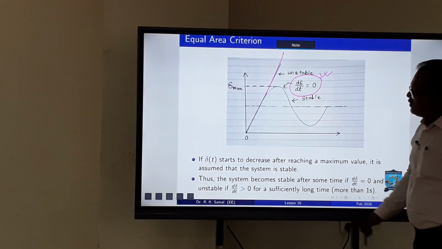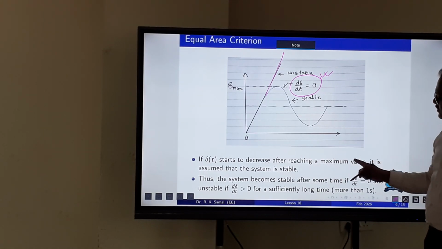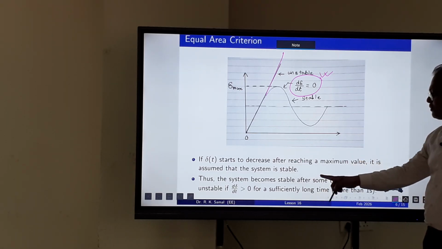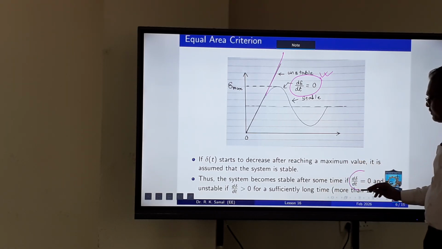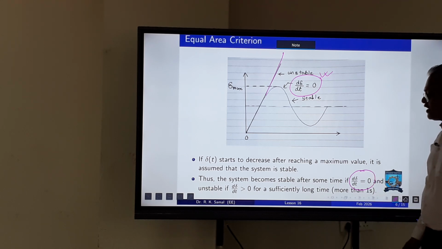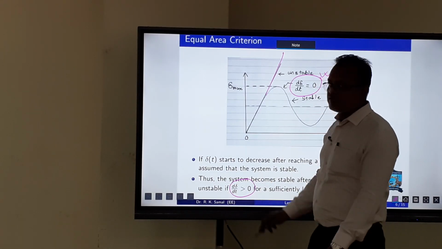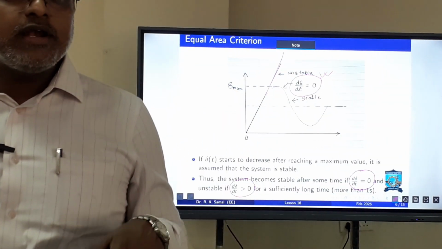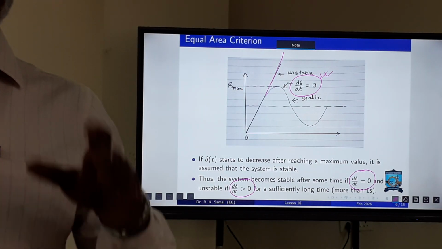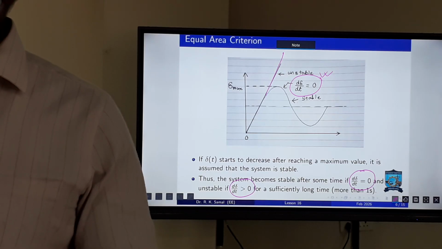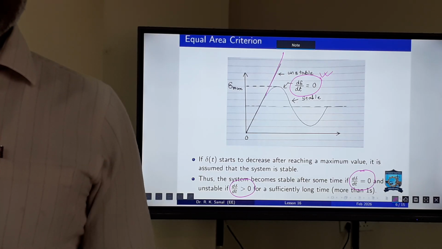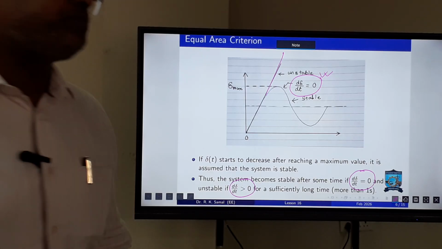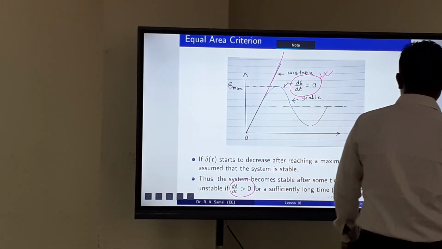If delta starts to decrease after reaching the maximum value, it is assumed that the system is stable. Thus the system becomes stable after some time if d delta by dt is equal to 0, and unstable if d delta by dt is greater than 0 for a long time. That long time is known as critical clearing time. The maximum time d delta by dt can be greater than 0 is the critical clearing time. Beyond that, the generator can never come back to its original position.